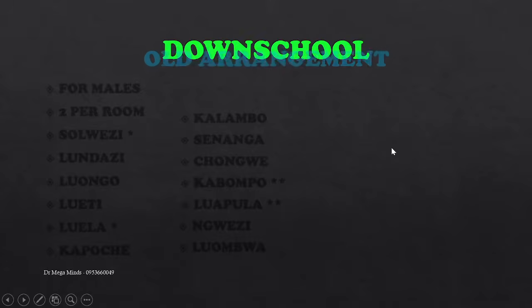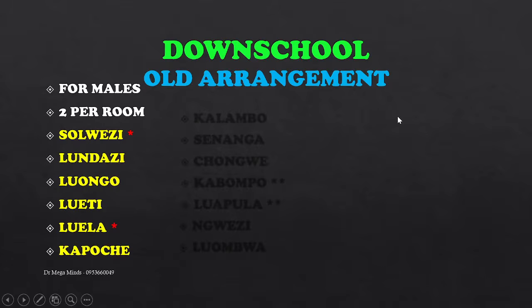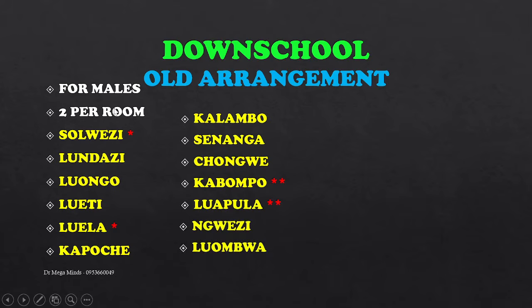Yeah. So now let's go to the boy child. What arrangement? As a guy, you have these rooms or hostels. They are all for 2 people in a room. There are a lot of hostels for guys. I think I've even left some. There are just so many.